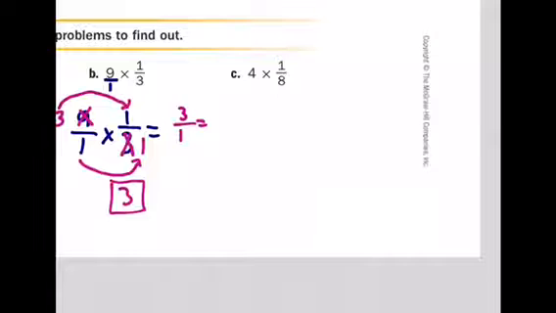Now on problem C. So I have 4 over 1 times 1/8. So I'm going to write it here. Okay, so looking for bow tie reducing. 4 over 1, no. 1 over 8, no. 1 over 1, no. 4 over 8, yes. The biggest number that goes into both 4 and 8 is 4. So 4 goes into itself 1 time, and 4 goes into 8 2 times.